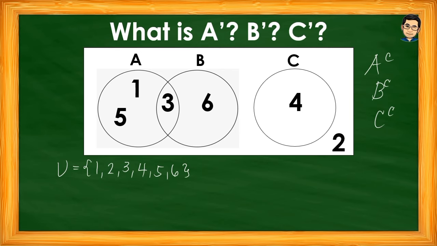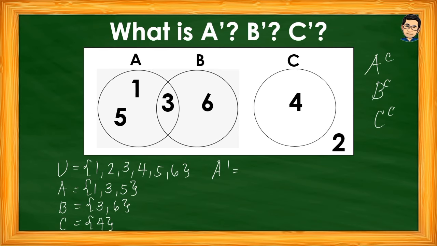Now, what are the elements of A? 1, 3, 5. The elements of B? 3, 6. And then the element of C is 4. Now, what is A prime? So, yung mga elements ng A, 1, 3, 5. So, ano yung mga elements doon na wala at makikita sa universal set? Yun po yung mga elements na 2, 4, 6.